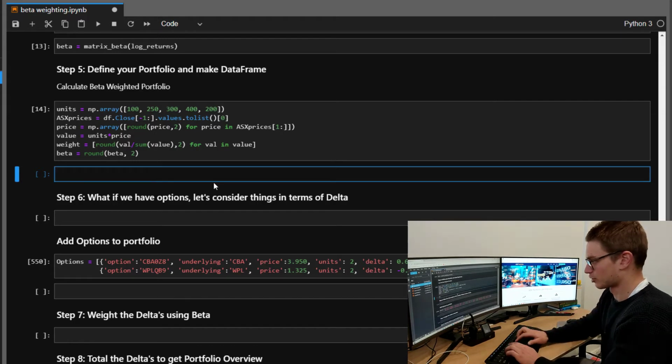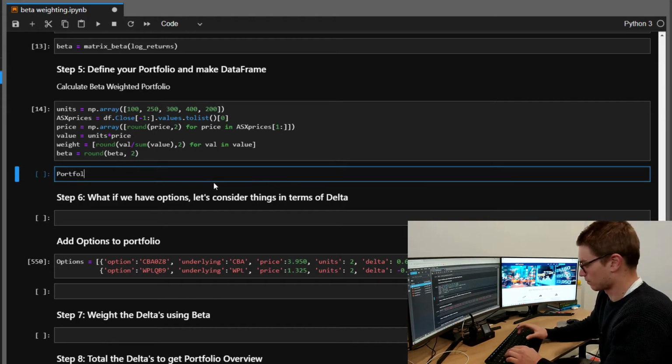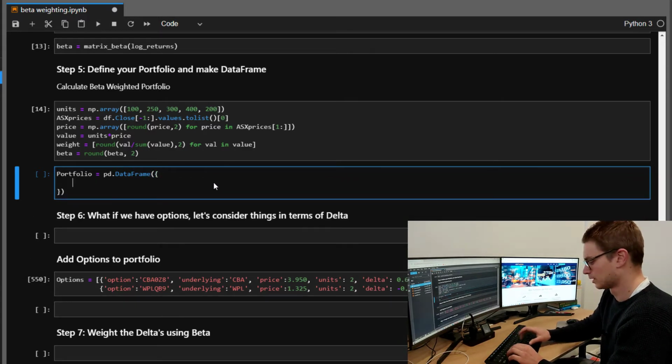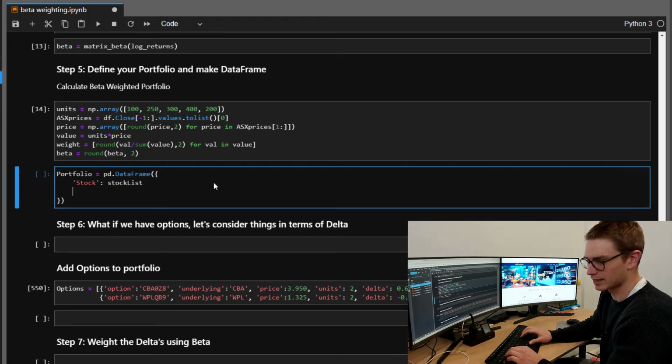Now I'm going to define a data frame called portfolio. So pd.DataFrame. And I'm just going to use all this information that I've got there. So stock, what's the stock going to be? Well, that's going to be the stock list that we defined right at the very top. Better put a comma there.